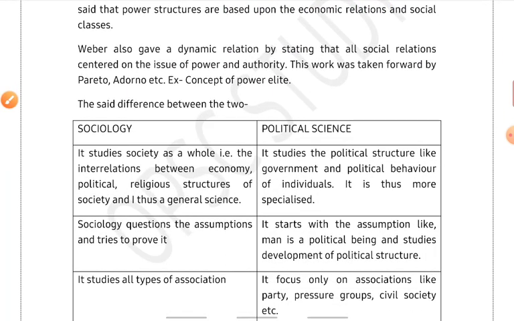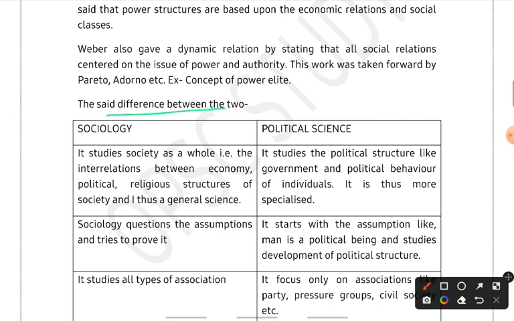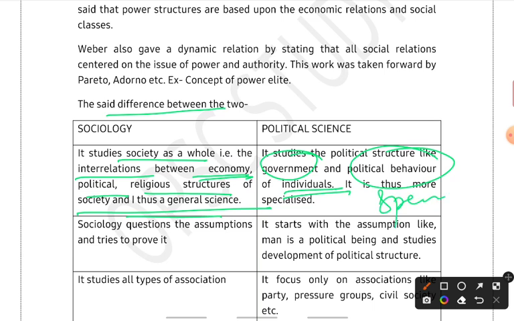Then you will proceed to the difference part, how these two disciplines are totally different. So what is the difference basically? Sociology studies the society as a whole, that is the interrelation between the economic, political, religious structures of society, and thus it is a general science. But political science focuses only on the government and the political behavior of individuals. So it is more specialized in nature.